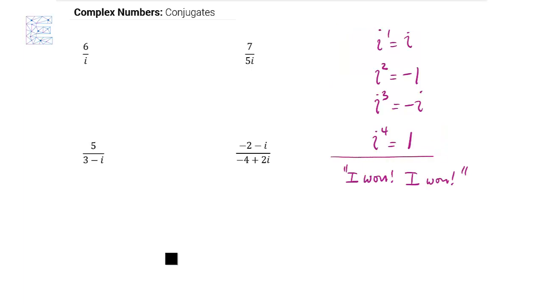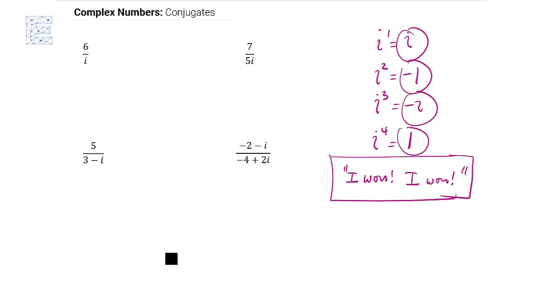To help you remember those 4, we can use this mnemonic. It goes I, 1, and you put the negatives in the middle. So the negatives are here and here. Once we establish that, we can attempt these problems.